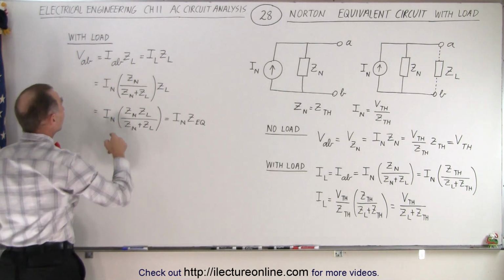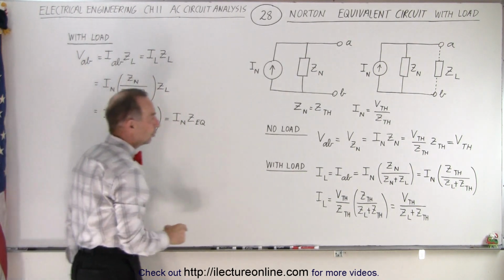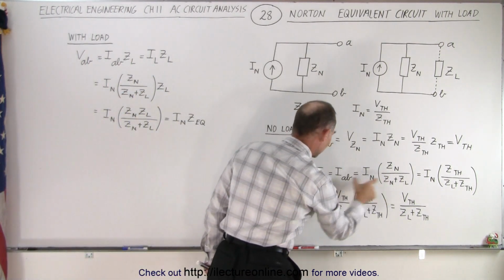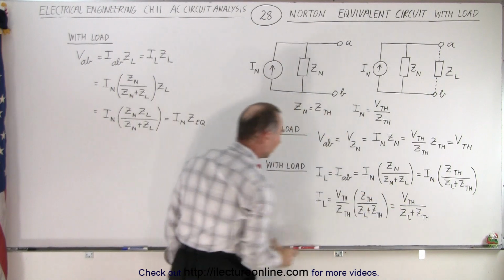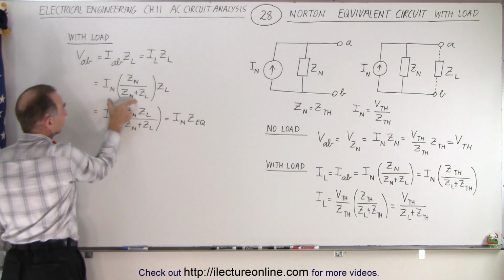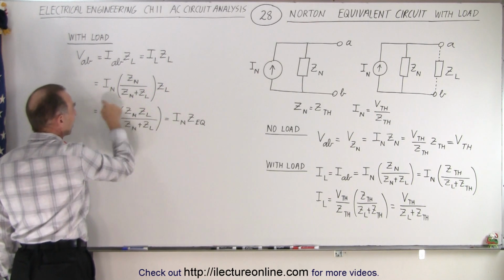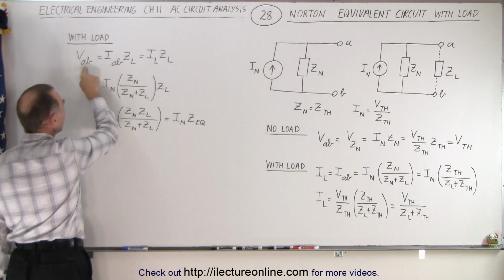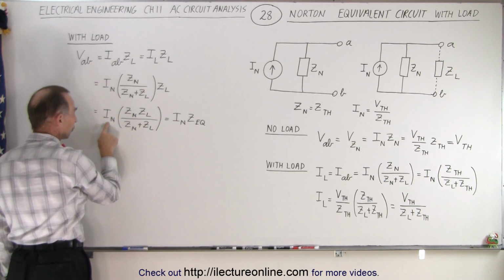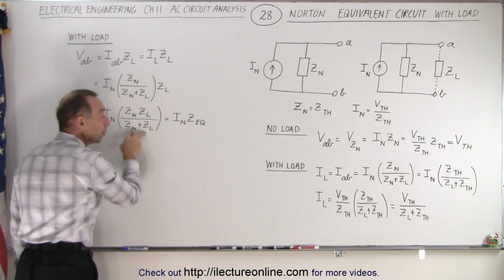Well, we can replace the current through the load by what that's equal to. We'll calculate that over here. Notice the load current is equal to this. So when we replace that, we take the load current, replace it by this, times the impedance of the load, and notice now the equation becomes this. The voltage from A to B is simply the Norton current times the product of the two impedances divided by the sum of the two impedances.